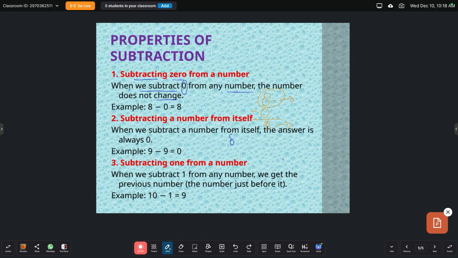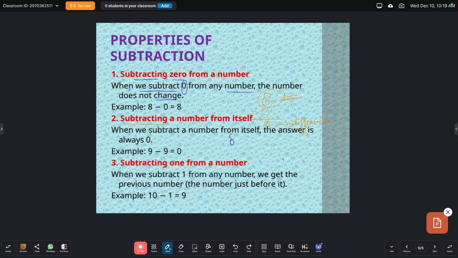That means when we subtract nothing from a number, what will be the answer? What will be the difference? The number itself. So this is the first property. What is the first property? Subtracting 0 from a number. When we subtract 0 from any number, the number does not change. It means the difference is the number itself.